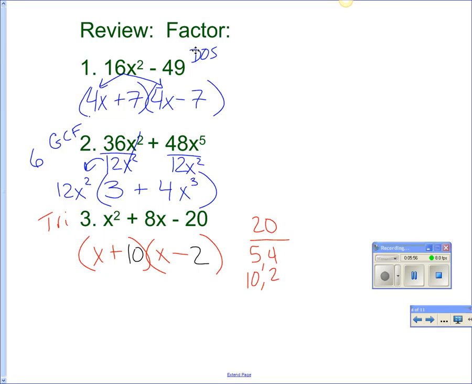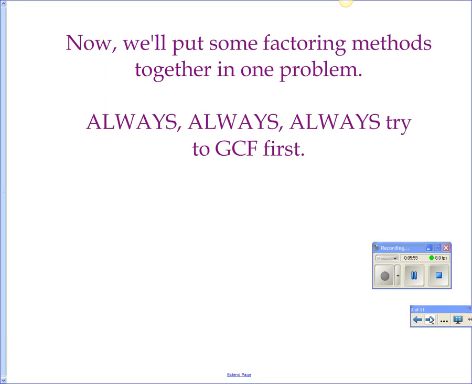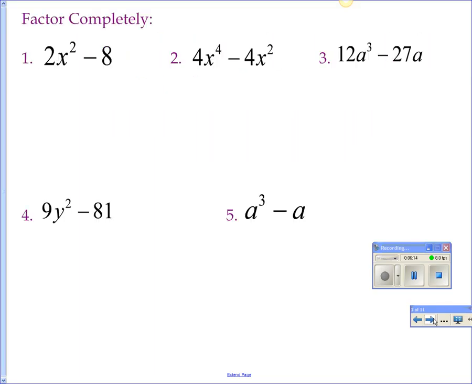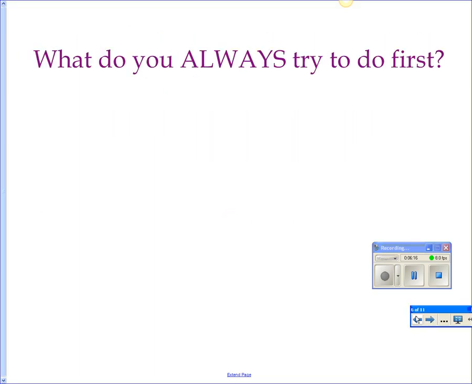All right. Now we're going to put two of the methods together in one problem. Always, always, always try to GCF first. What does GCF stand for? Greatest common factor. So always look for what they have in common first. That's what you're going to do first, okay? So, what do you always try to do first? Good. Write it down on your paper. There's a spot for it. You're always going to look for what they have in common first, okay?